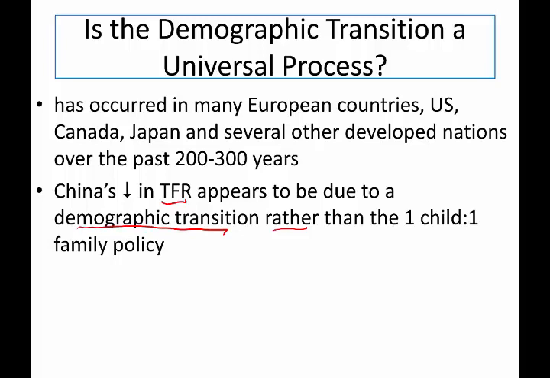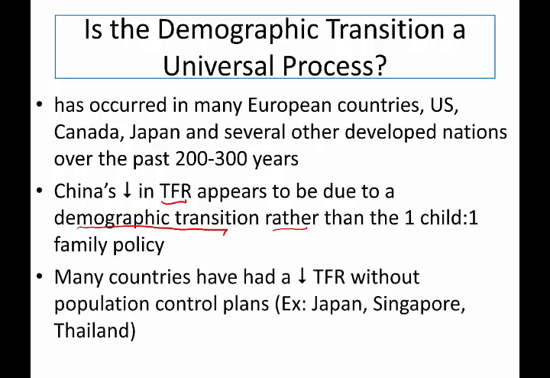In other words, instead of the drop in the total fertility rate being due to that one-child policy, it coincides better with the biggest gains that China made in its economy, which fit better with the demographic transition. In fact, many countries have had a decreased total fertility rate without having population control plans, such as Japan, Singapore, and Thailand. What do you think about this demographic transition? Is it a universal process, and has it fit every country? Well, so far it kind of looks that way.